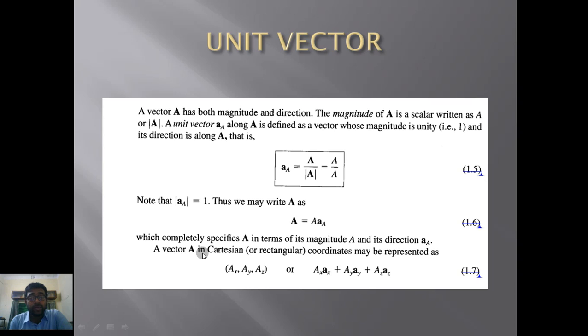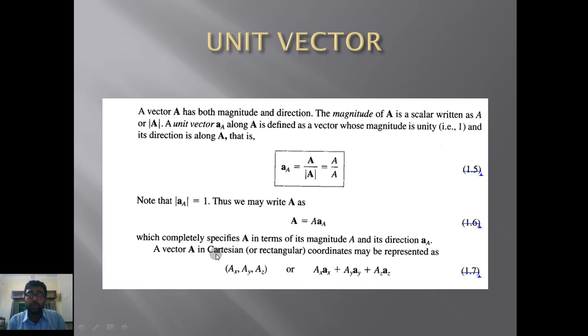That's the next point. A vector A in Cartesian or rectangular coordinates may be represented as A suffix x, A suffix y, A suffix z, or as capital A suffix x, small a suffix x, plus capital A suffix y, small a suffix y, plus capital A suffix z, small a suffix z. What does it mean? The coordinates of a Cartesian vector are x, y, and z. If we deconstruct vector A through the coordinates, we get three different components.